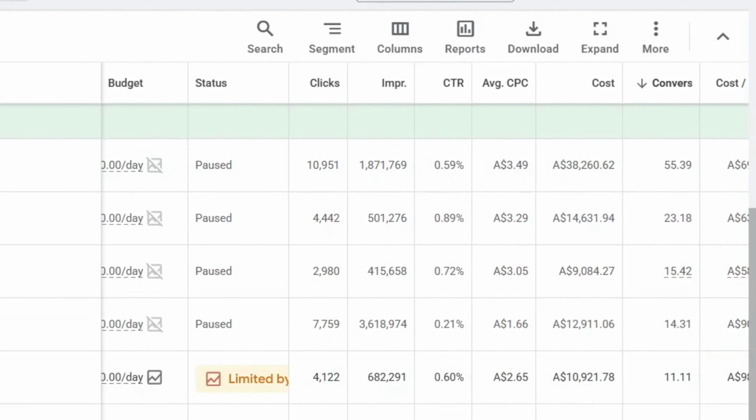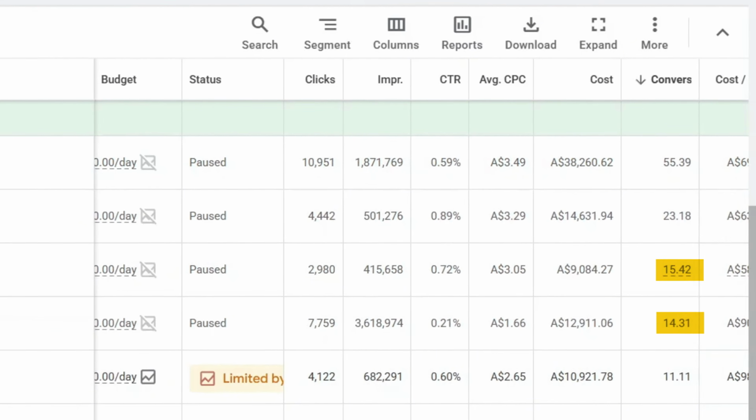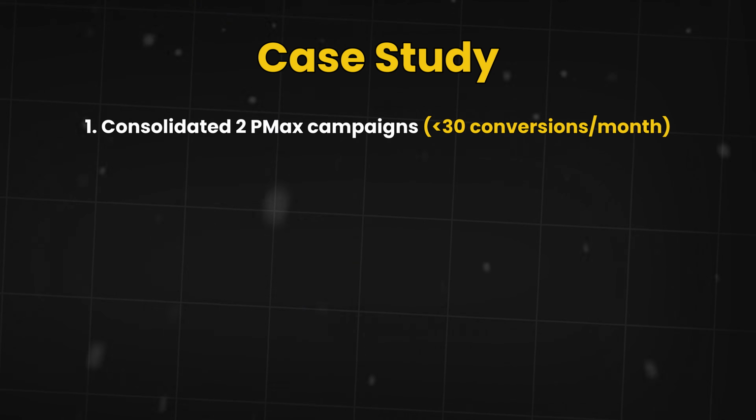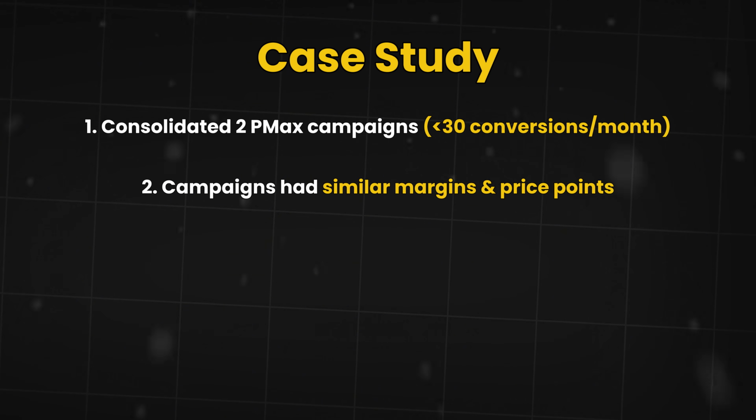Specifically, both campaigns that we consolidated were getting about 15 conversions per month. And which is also really important, both campaigns advertised product categories with similar margins and similar price points, which is an important consolidation requirement that I mentioned earlier.